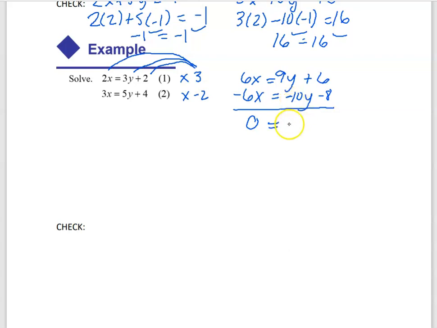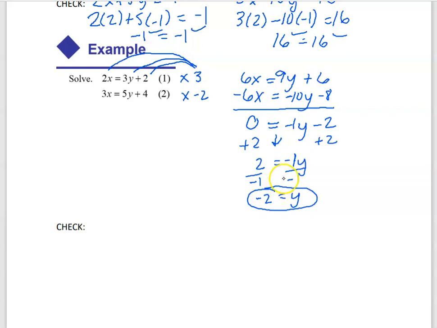9y plus negative 10y is going to be negative 1y. And then 6 plus negative 8, that's going to give us negative 2. Okay, so we're going to go to the side with a y. We're going to add 2 to both sides of my equal sign. That's going to give me 2 is equal to negative 1 times y. Then I'm going to need to divide by negative 1. And so y is going to be equal to negative 2. So there's one of our answers.